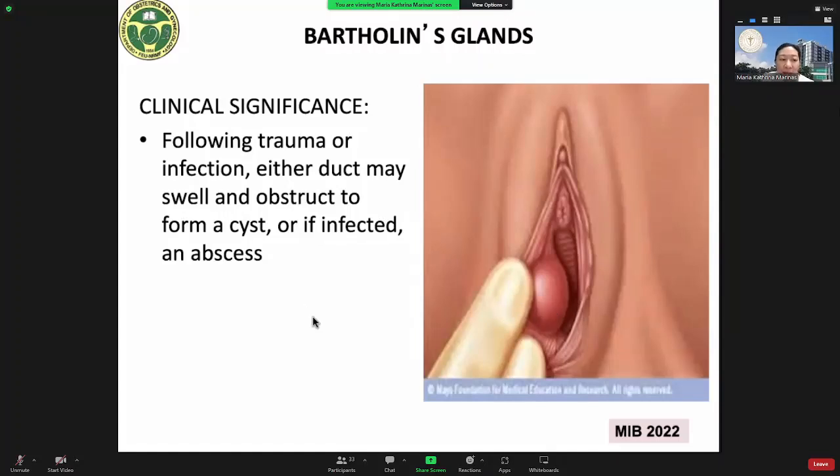If asymptomatic, the Bartholin's gland cyst can be left untreated or we can just observe. But if infected, such as formation of abscess, we can do surgery. Surgery for Bartholin's gland abscess is what we call marsupialization. It's similar to an incision and drainage. However, in marsupialization, we open the capsule and suture it alongside the wall.